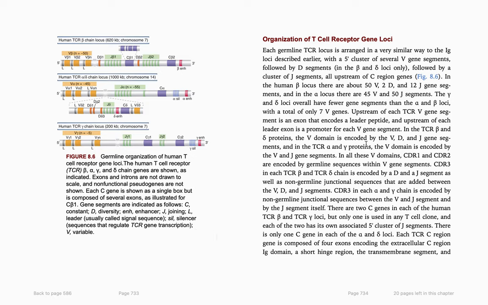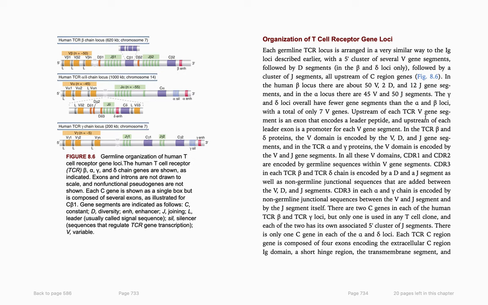Organization of the T cell receptor gene loci. Each germline T cell receptor locus is arranged in a very similar way to the IG loci described earlier, with a 5' cluster of several V gene segments followed by D segments in the beta and delta loci only, followed by a cluster of J segments, all upstream of the C region genes. In the normal human beta locus, there are about 50 V, 2 D and 12 J gene segments, and in the alpha locus there are about 45 V and 50 J segments. The gamma and delta loci overall have fewer gene segments than the alpha and beta loci, with a total of only 7 V genes.